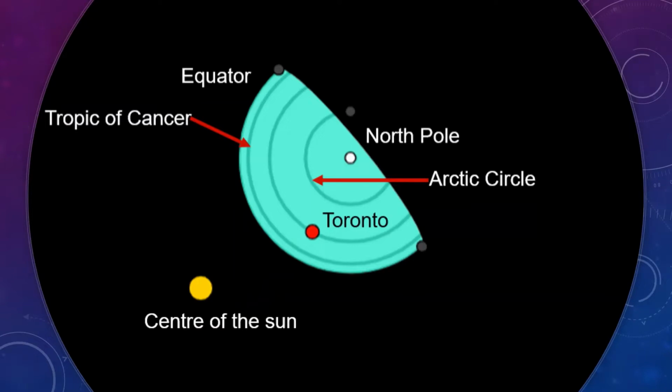So here we're in about the April or May timeframe, so the days are slightly longer. As you can see, the circle is bigger that's lit up in the Arctic Circle here. This circle is the circle of latitude for Toronto, Ontario. And then we have the Tropic of Cancer and the equator and the center of the sun.